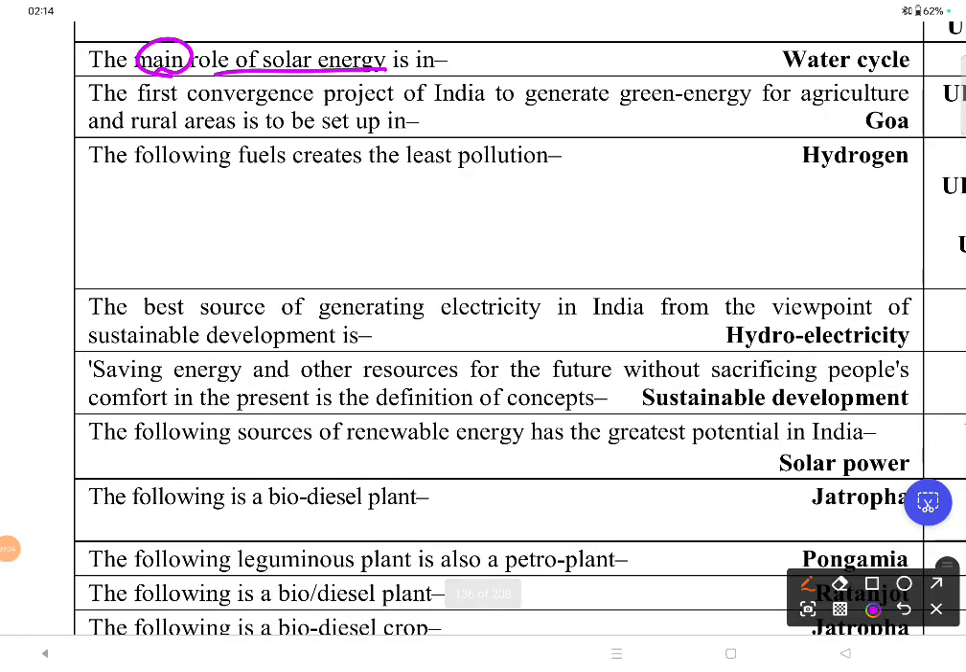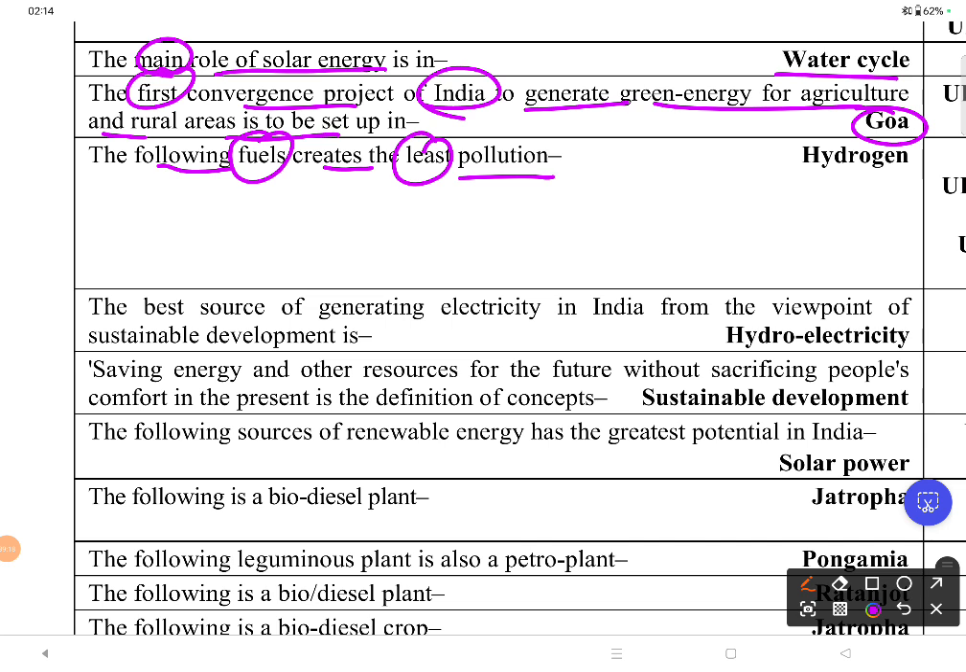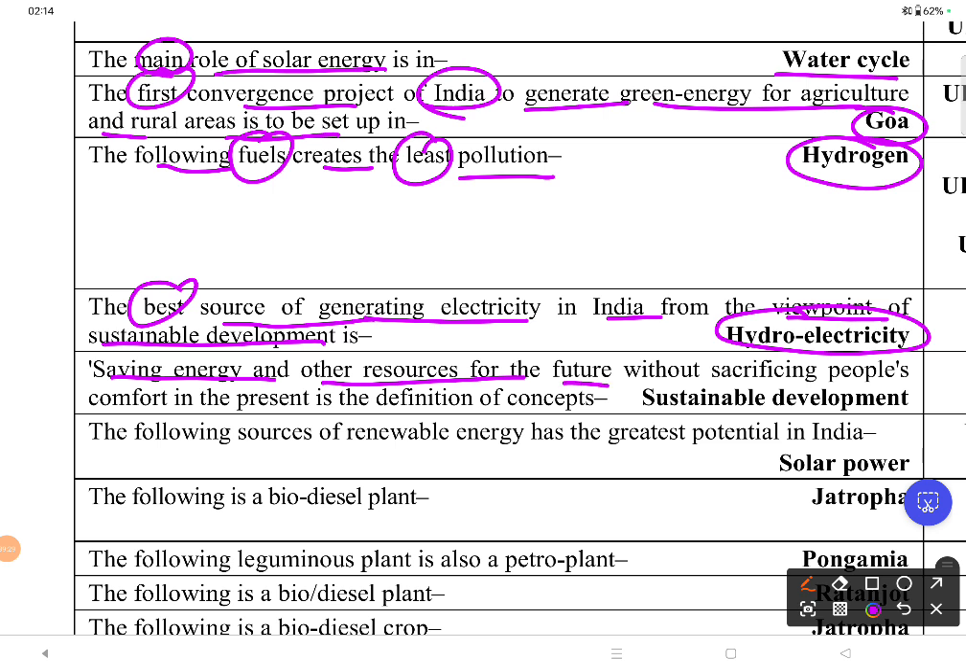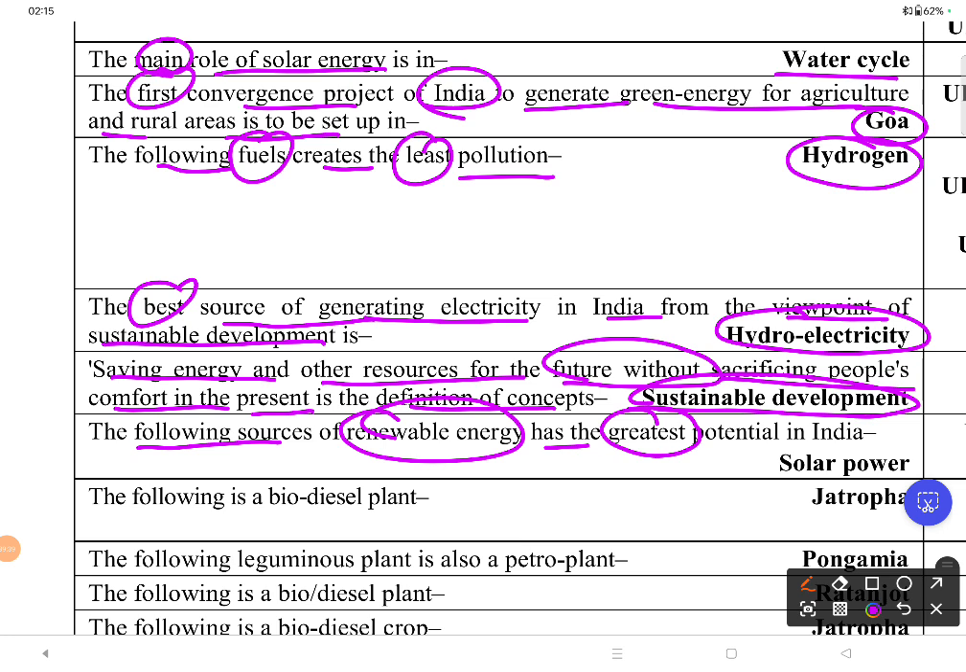The main role of solar energy is in the water cycle. First convergence project of India to generate green energy for agriculture and rural areas is to be set up in Goa. The following fuel creates the least pollution: hydrogen. The best source of generating electricity in India from the viewpoint of sustainable development is hydroelectricity. Saving energy and other resources for the future without sacrificing people's comfort in the present is the definition of the concept of sustainable development. The following source of renewable energy has the greatest potential in India: solar power.